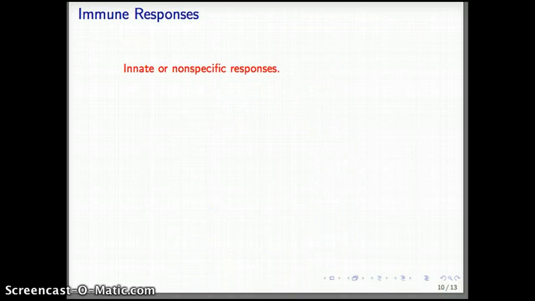The immune system has, broadly speaking, two types of layers, two types of responses. One is called the innate response, and the other is called the specific response. Innate responses are also referred to as non-specific responses, and specific responses are also known as adaptive responses. We're going to pause here and we will continue with more details about the main responses of the immune system.